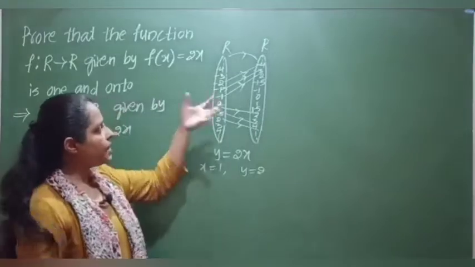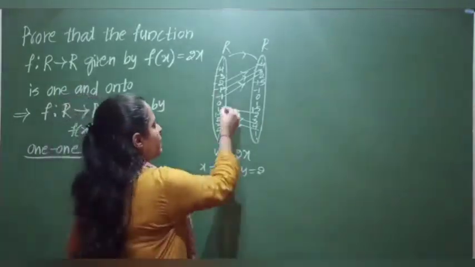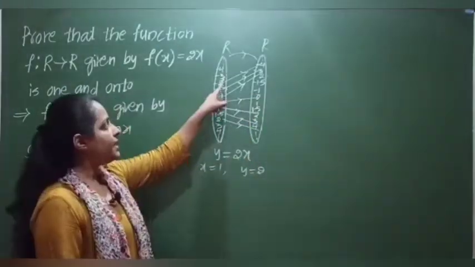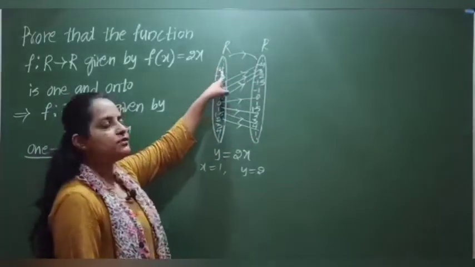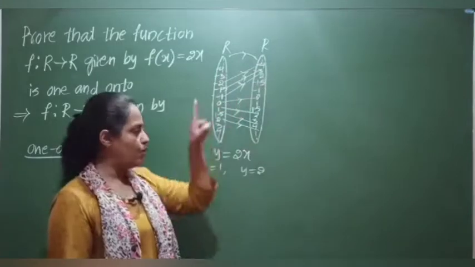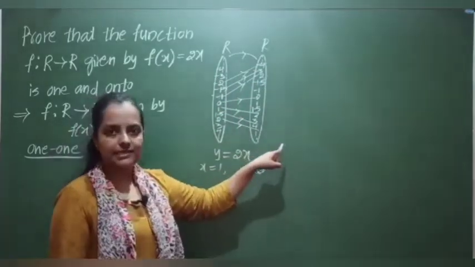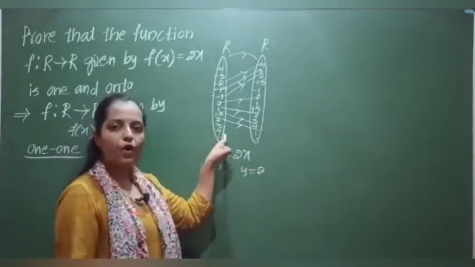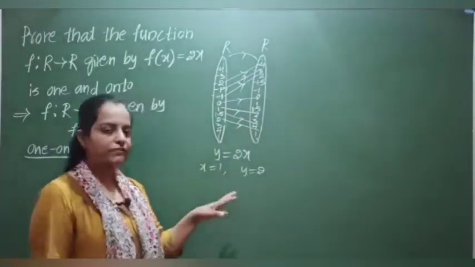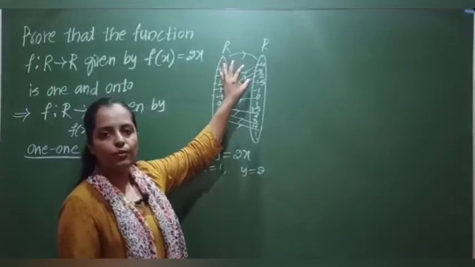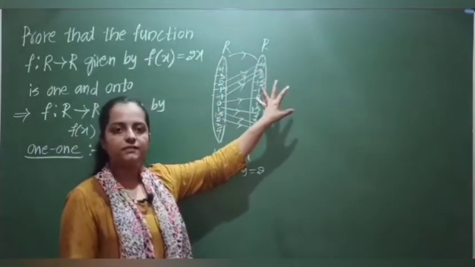Okay, so for all the elements, if x is 0, y is 0, right? For -3, you can get -6 in the codomain. If you put -4, you can get -8 in the codomain. If you put 3, you can get 6 in the codomain. If you put 4, you can get 8 in the codomain. So therefore this is a one-one function, for all the elements of the domain are having different images in the codomain.